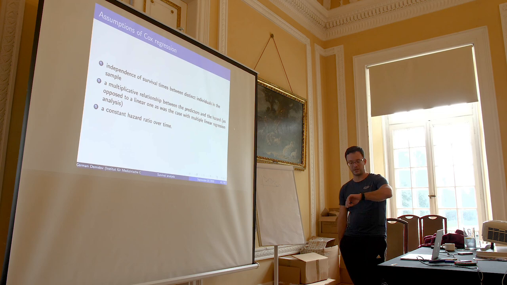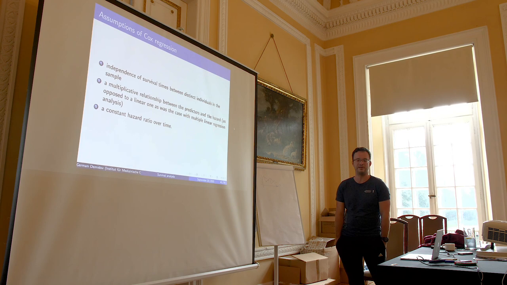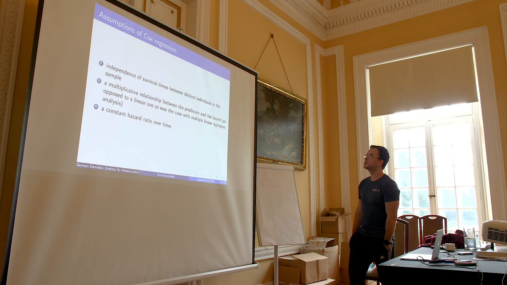There are several assumptions which are useful to check before you apply this Cox regression. The first is the independence of survival times. This is really difficult to control. Second is the multiplicative relationship between the predictors and the hazard. And the third is constant hazard ratio over time, as we discussed before.